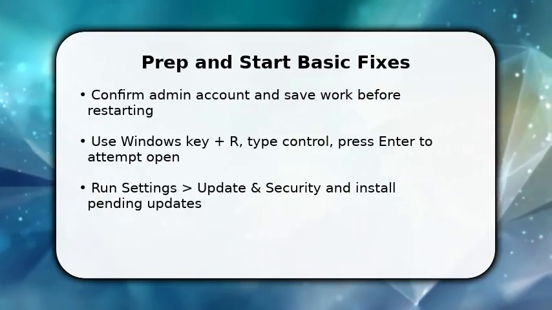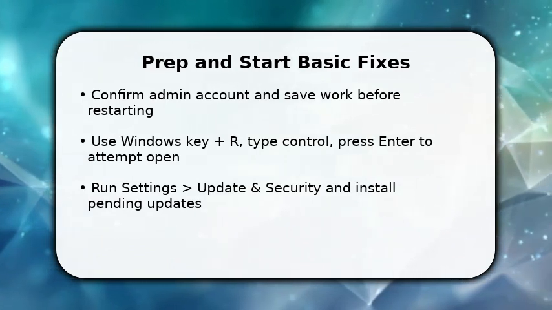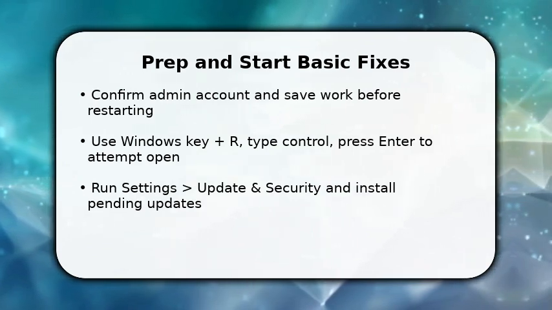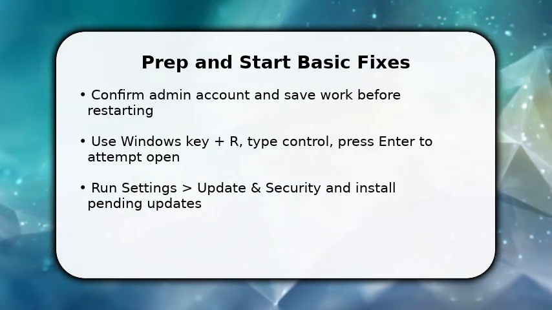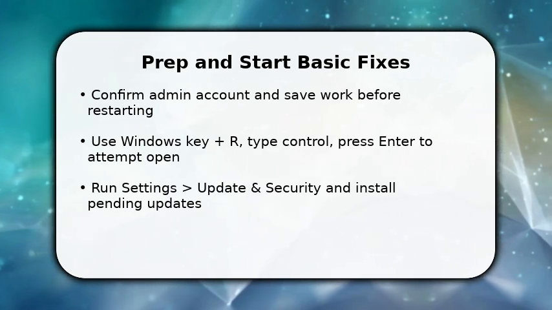You start by confirming you're on an administrator account and close apps to avoid data loss. First actionable step. Press Windows plus R, type Control, and press Enter to test access. If Control Panel still fails, open Settings, Update and Security, and install updates. Many component issues resolve after a reboot.